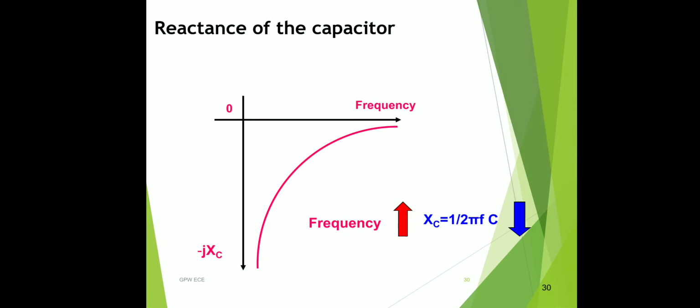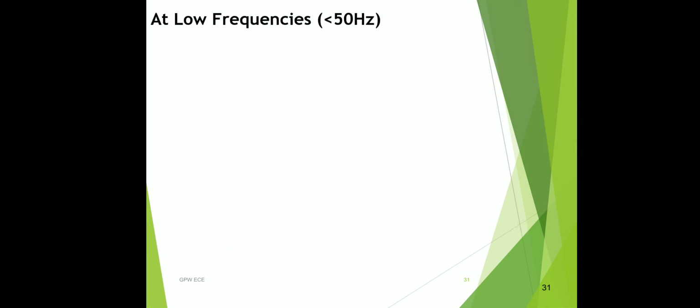What is the reactance of the capacitor? Xc equals 1 by 2 pi Fc. That means the reactance is always inversely proportional to the frequency. If the frequency is low, the reactance is very high. If the frequency is very high, the reactance is very low.